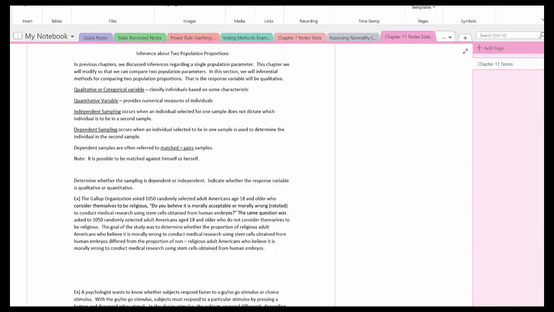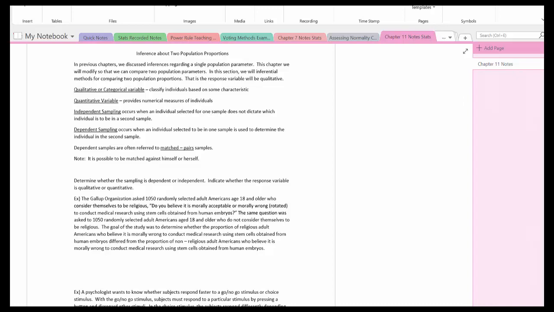So remember, a qualitative or categorical variable classifies individuals based on some characteristic, and a quantitative variable provides numerical measures of individuals. Independent sampling occurs when an individual selected from one sample does not dictate which individual is to be in the second sample. And of course, dependent sampling occurs when an individual selected to be in one sample is used to determine the individual in a second sample, such as the same person twice. Maybe spouses. Those would be examples of dependent sampling. Dependent samples are often referred to as matched pair samples. Okay? So again, it is possible to be matched against himself or herself.